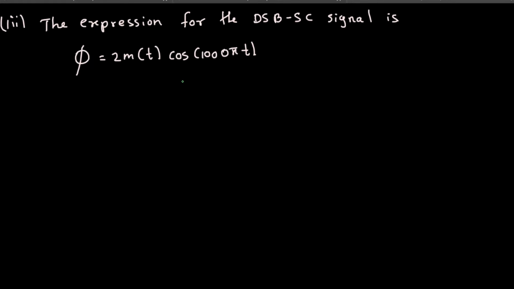From this one we can find the carrier signal, because this one consists of m of t and c of t. c of t is the carrier signal. So from this one we can say the carrier signal is, if I remove this m of t, the remaining part, 2 cos 1000 π t. That's the carrier signal.